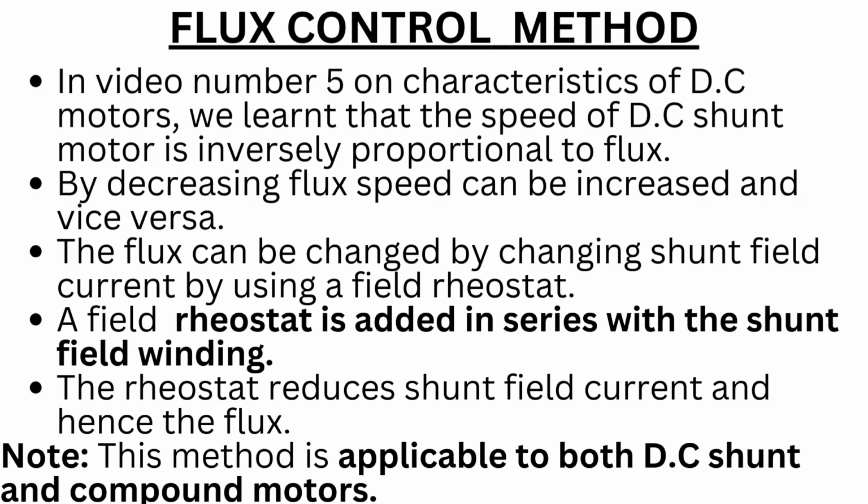In video number 5 on characteristics of DC motors, we learnt that the speed of DC shunt motor is inversely proportional to flux. By decreasing flux, speed can be increased and vice versa. The flux can be changed by changing shunt field current by using a field rheostat. A field rheostat is added in series with the shunt field winding. The rheostat reduces shunt field current and hence the flux. Note: this method is applicable to both DC shunt and compound motors.